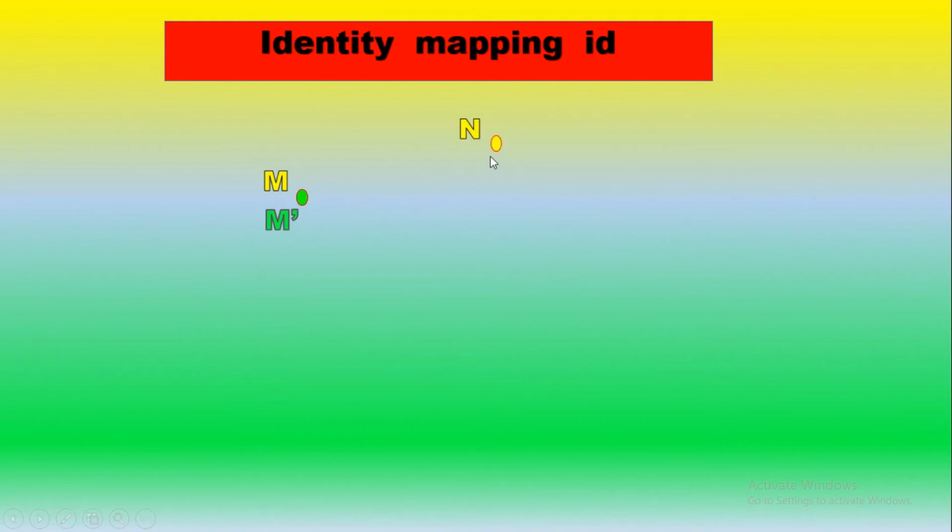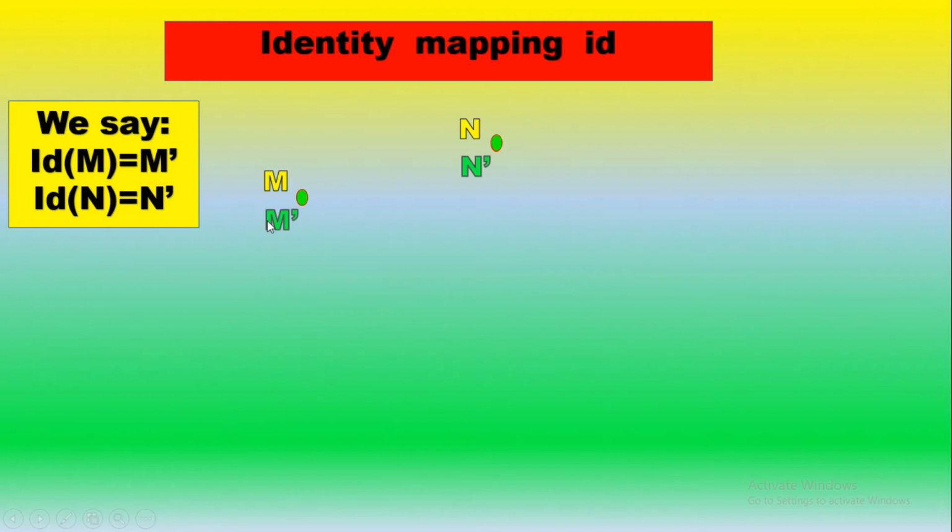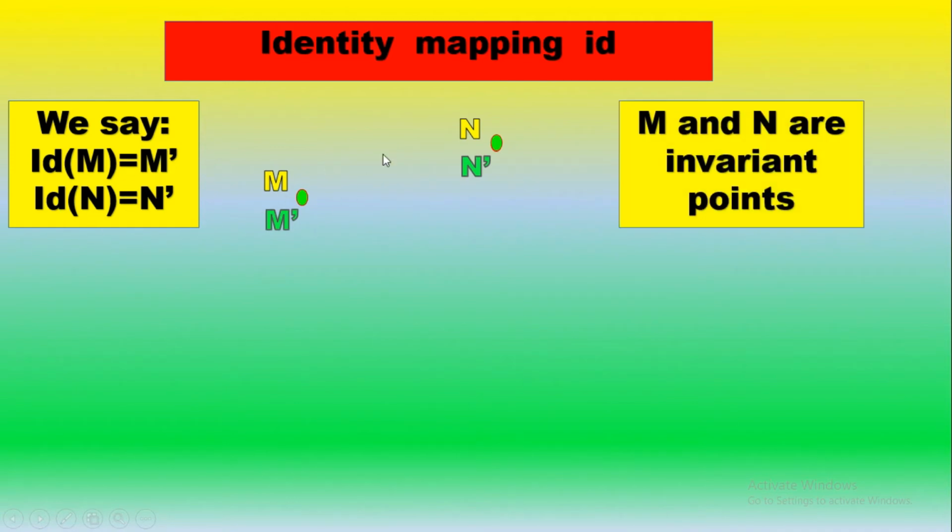Another point N, for example, the identity mapping of N is N itself. It's an image N prime which is coincident to N, the same point. So same image. Here we talk about identity mapping. We can say that ID of M equals M prime and ID of N equals N prime. M prime and N prime are the images of M and N under this mapping. Well, sure, there's something which is very important. Since the location of M and N didn't vary under their identity mappings, we can say that M and N are said to be invariant points since their location remained fixed.